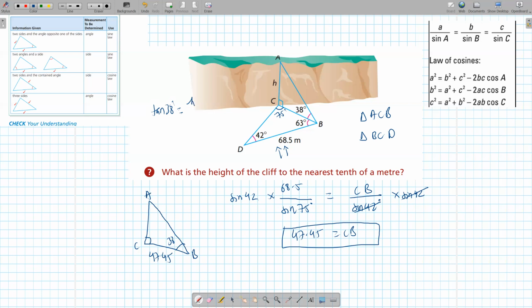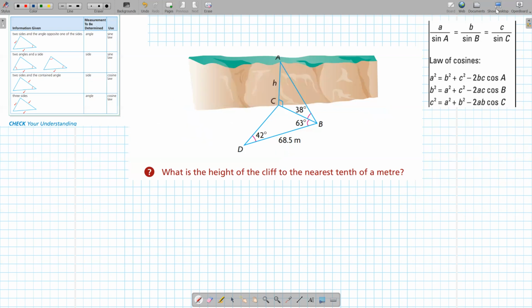The H that's missing, the opposite. What's the adjacent? 47.45. Correct, there we go. And then you want to multiply both sides by 47.45 times tan 38. And that gives you the height is approximately 37 meters. So you will have multiple triangles. Whenever there's multiple triangles, you want to attack the side that they both have in common.